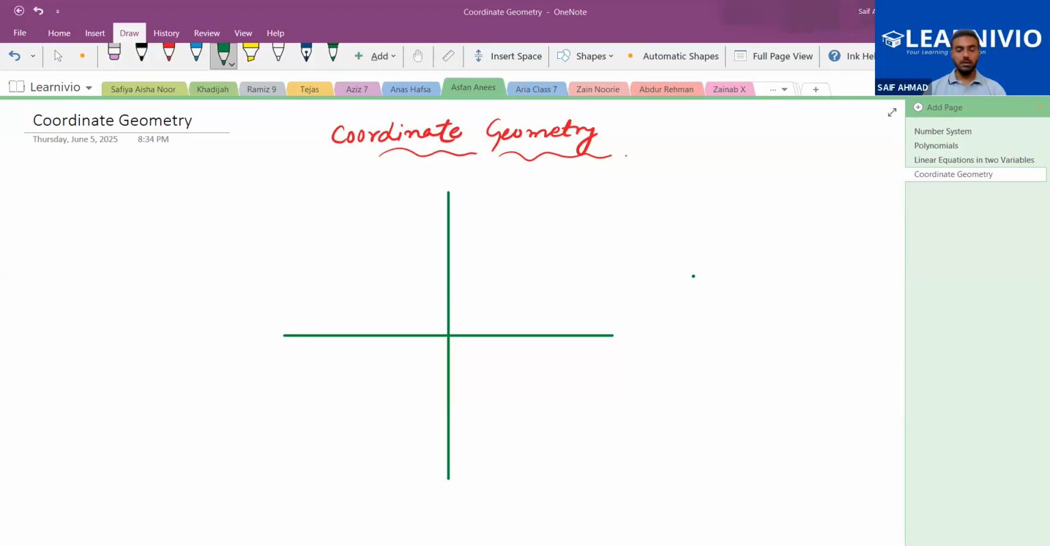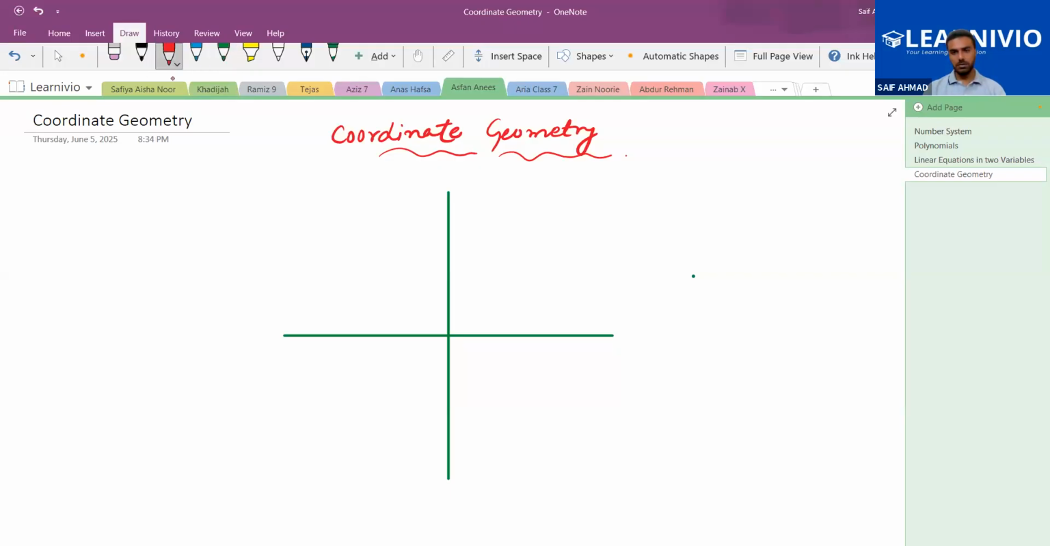In coordinate geometry, we have studied the Cartesian plane. If we have to locate a particular point or a particular object, or we need to tell the location of any object to someone, we will do it by coordinate geometry.